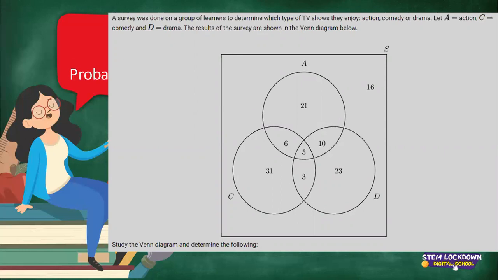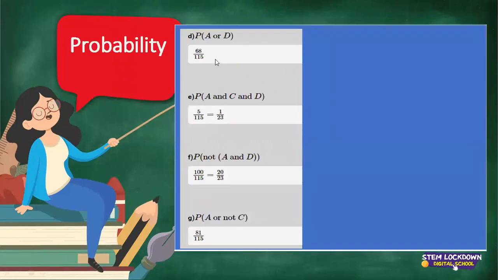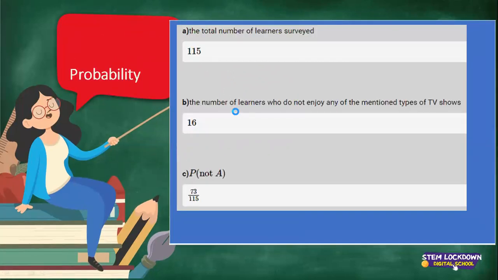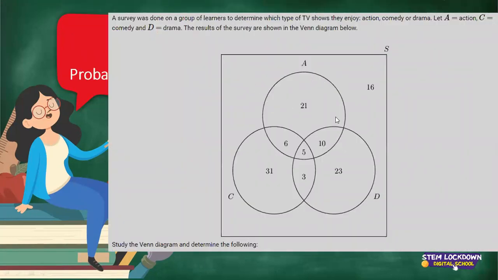So the probability of A or D is 68 over 115. A or D implies all the elements of A and all the elements of D put together, then over 115, because 115 is our total number of elements in the sample space.